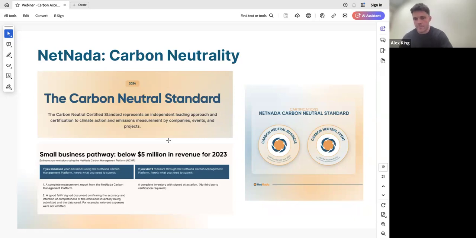NetNata offers carbon neutrality. We don't sell carbon credits. We don't earn a commission on carbon credits, but if it is something you're interested in, we can help you and take you through that a bit more, as it is something we do quite commonly. But I guess the point of it all is that it is not the be all and end all of sustainability. That is a good way to think about it.